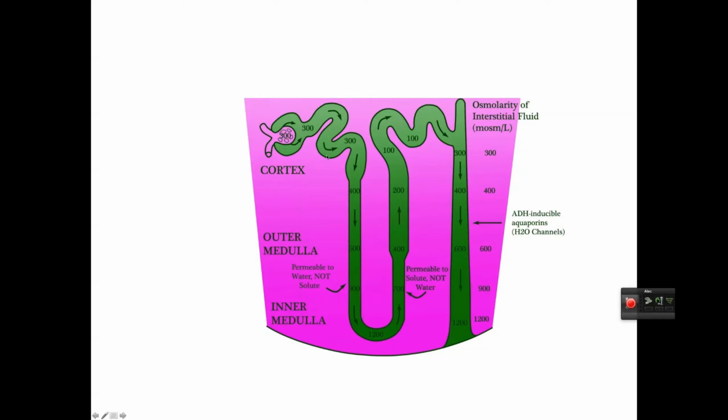So these questions that you guys get, they're going to try and trick you, but this is always going to be isotonic, no matter what. No matter if you give them diuretics, it doesn't matter. It's always going to be isotonic. Okay. Now let's talk about the descending portion.